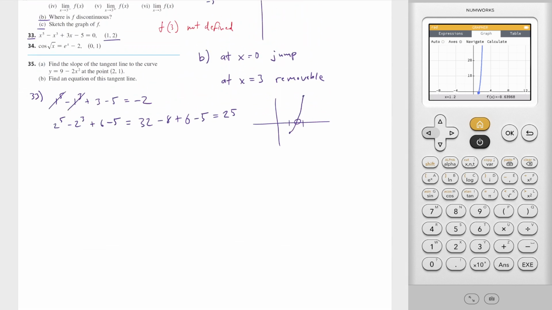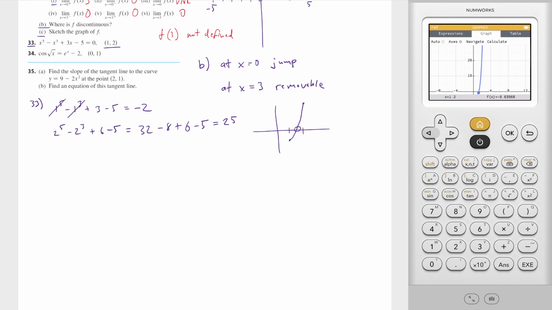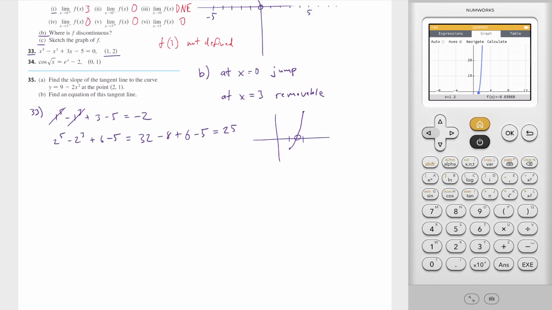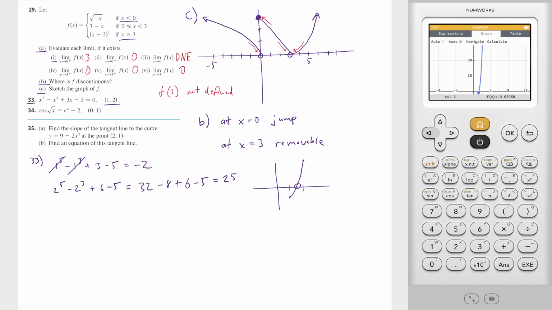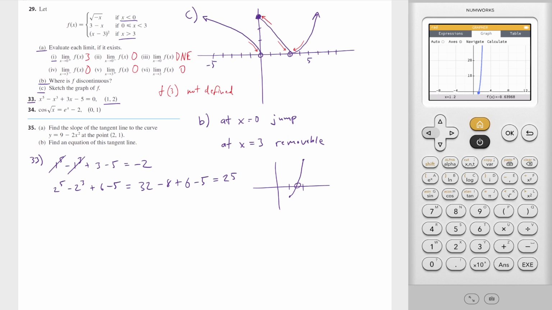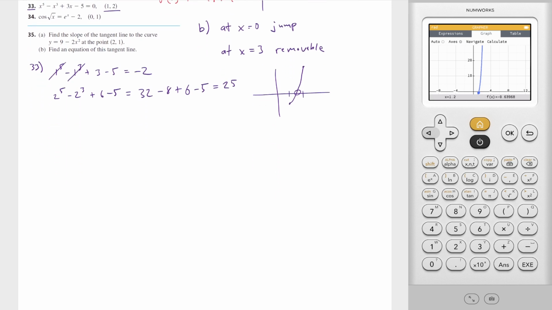Oh, 35 is here. Okay, we're gonna do 35 and then I realized I didn't copy in the rest of the problem, so I'll have to pause the video or make another video, but we can go ahead and do 35. Okay, so 35 is getting into the realm of derivatives.